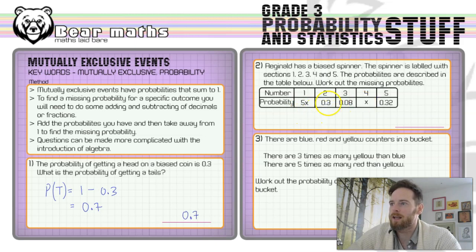But 5x and x is going to give us 6x. So there's 6x overall. Then we add up these numbers. So 0.3 plus 0.08 plus 0.32, that's going to give us 0.7. All of that sums to 1. It all adds up to one whole amount.